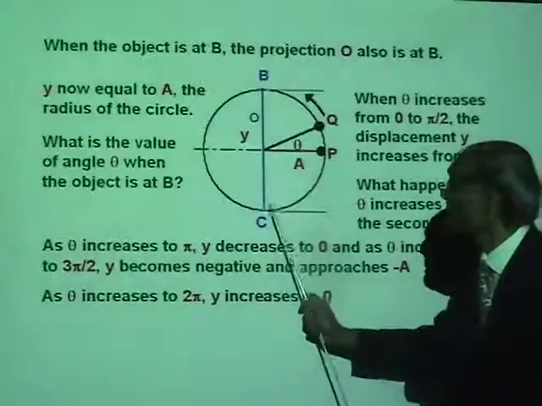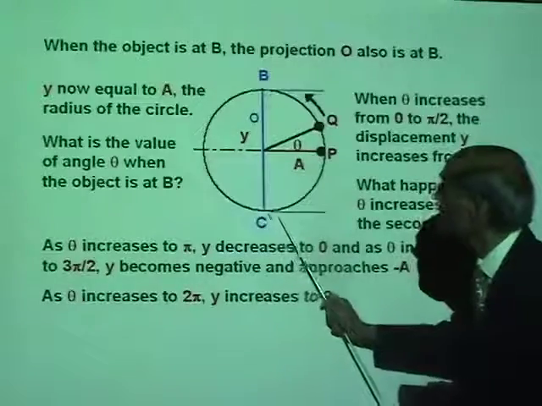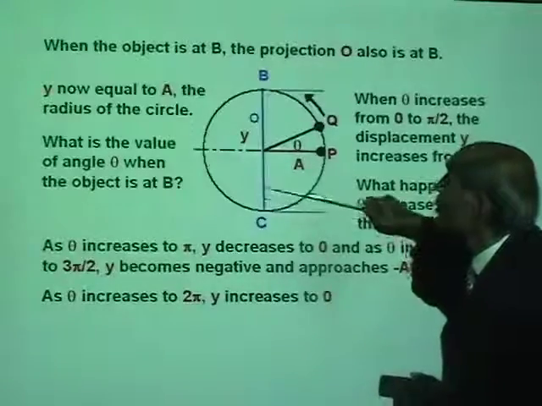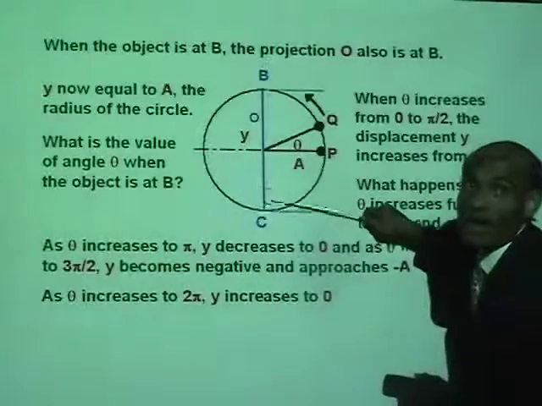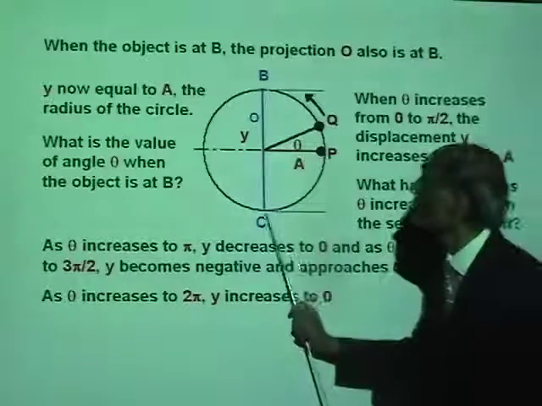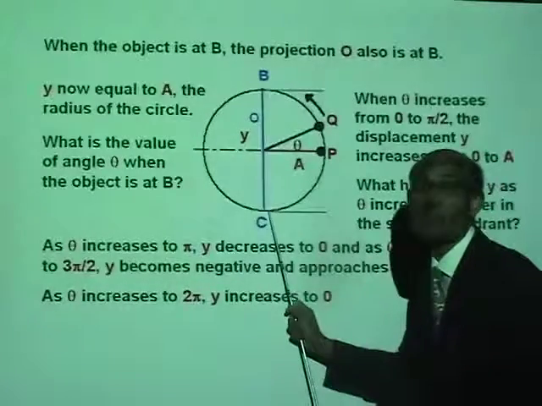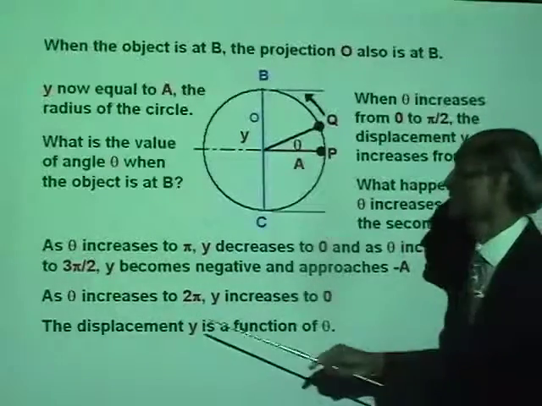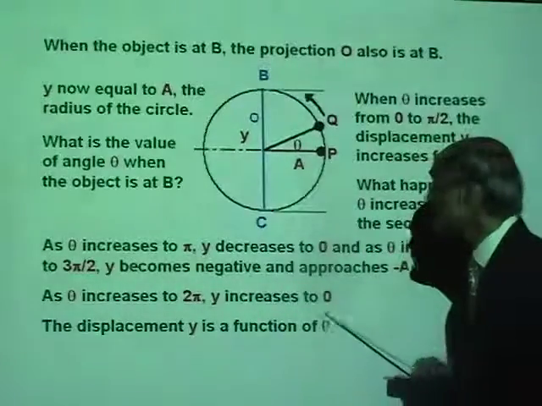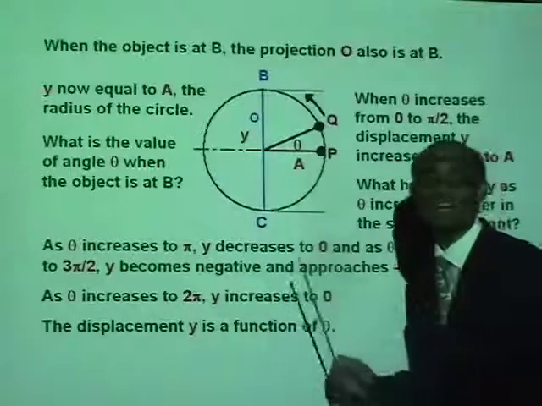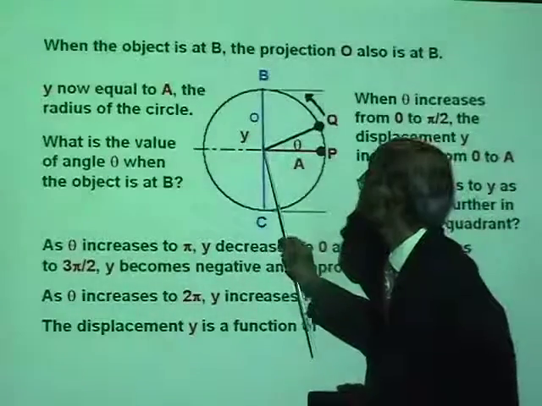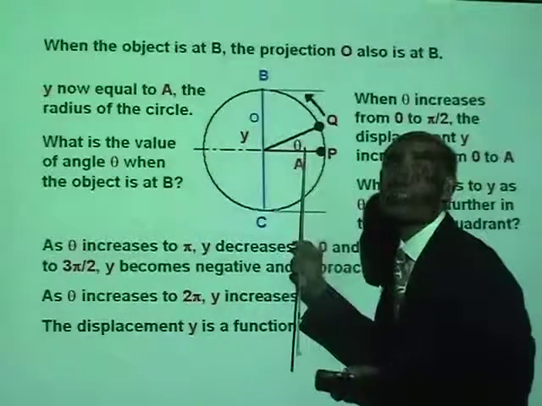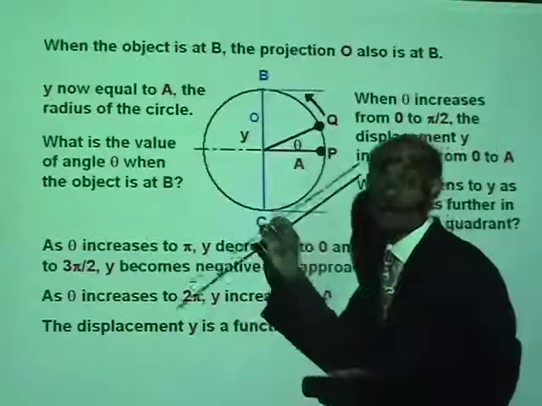And then, as theta increases from 3 pi by 2 to 2 pi, the projection will go back to the origin. Y will increase to 0. In other words, Y will increase from negative A to 0. Okay, the displacement Y is a function of theta. In other words, the displacement of the projection depends on the angle theta. Is that right? One more time.